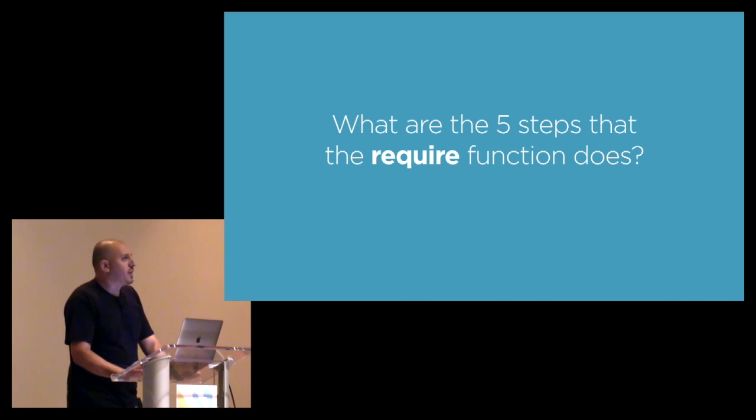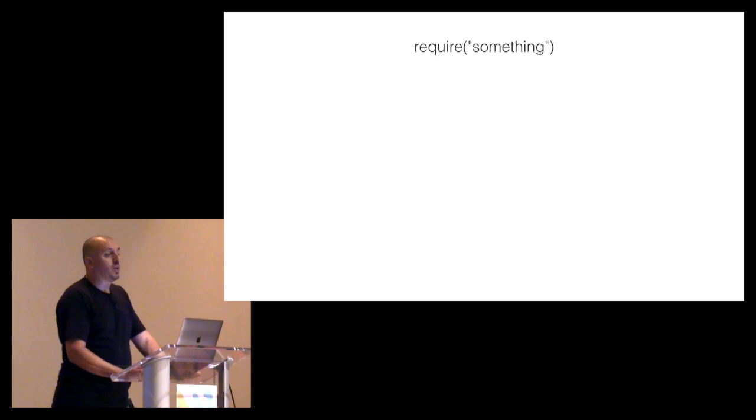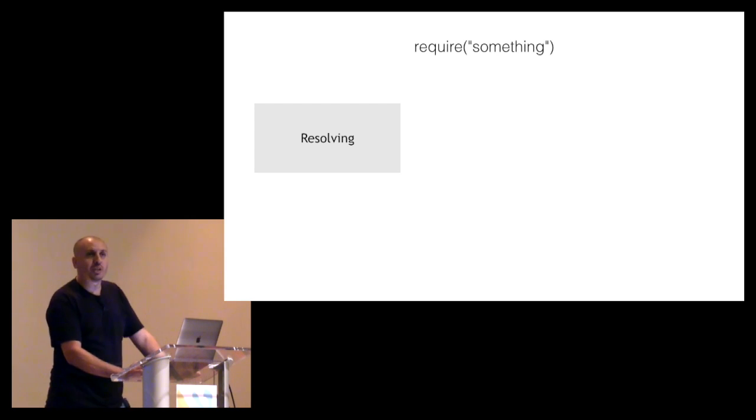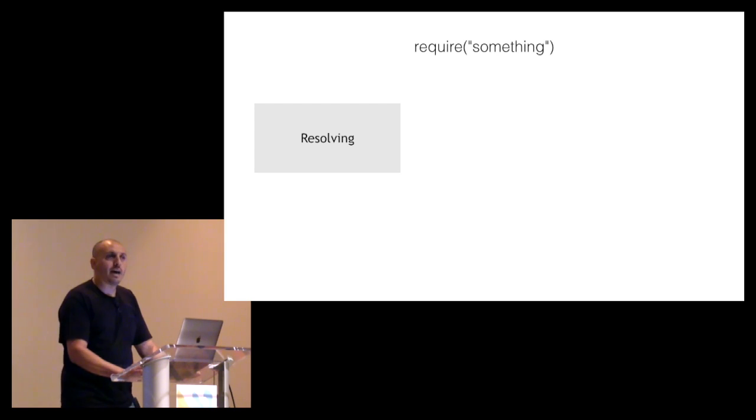The 5 major steps are, when you require something, Node will attempt to resolve what you require. First stage. It will try to map that string that you required into an actual path on the file system. This path could be local to your node, it could be under your node_modules, it could be under the node_modules of your parent, and many other paths. So that's the first step. Map a string into a path.